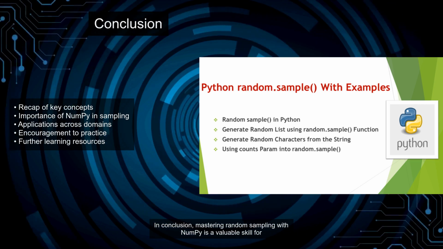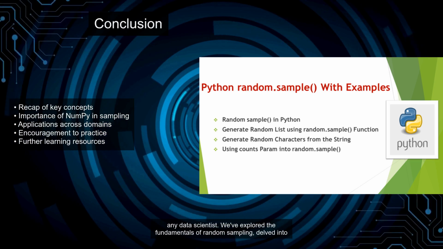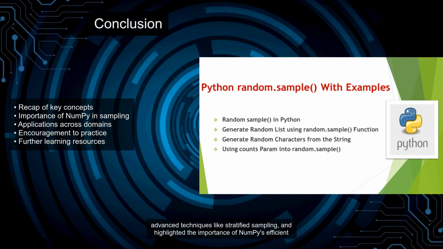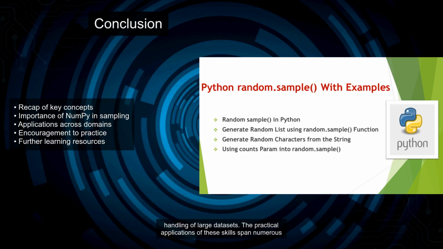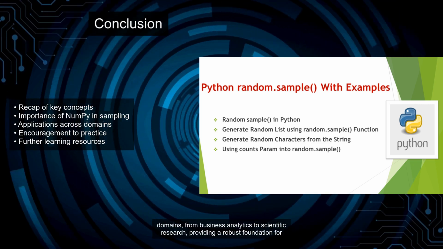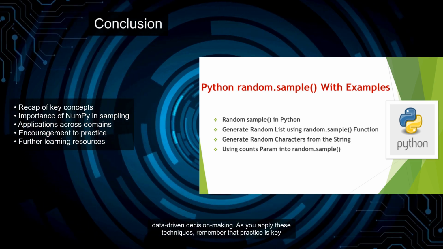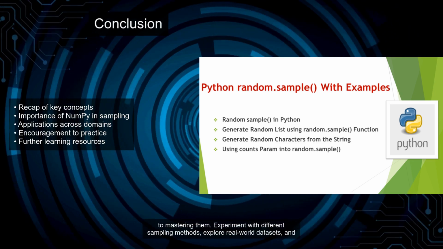In conclusion, mastering random sampling with NumPy is a valuable skill for any data scientist. We've explored the fundamentals of random sampling, delved into advanced techniques like stratified sampling, and highlighted the importance of NumPy's efficient handling of large datasets. The practical applications of these skills span numerous domains, from business analytics to scientific research, providing a robust foundation for data-driven decision-making. As you apply these techniques, remember that practice is key to mastering them.